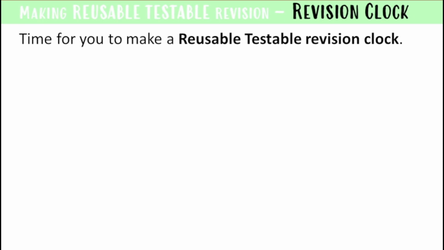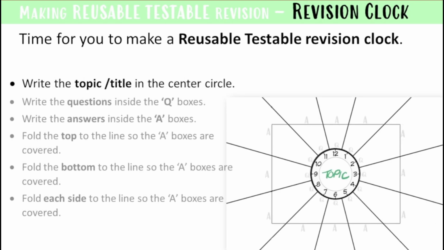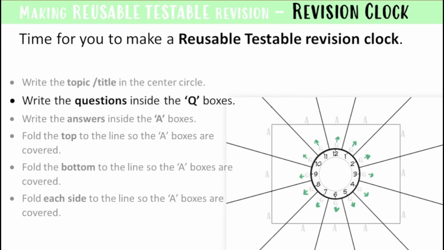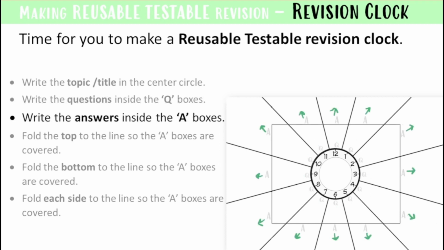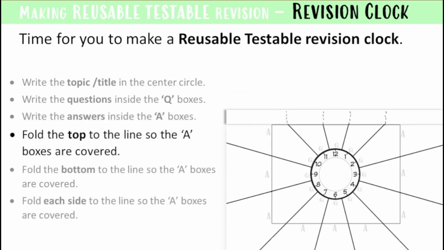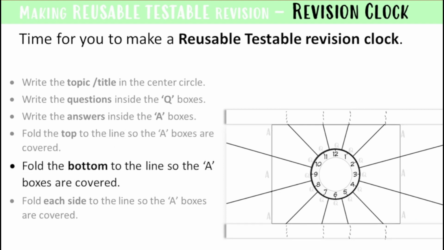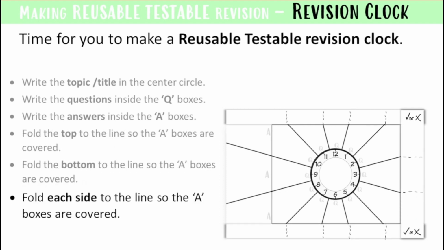So it's now time for you to make a reusable, testable revision activity. Make sure that you write your topic code in the middle. You can start writing your questions in the area for questions within the box there. Write the answers around the outside. You then need to fold it over. My advice is to fold it over from the top first, cover up there, and then from the bottom, and then go to the edges and fold those in over both edges, so we can't see the answers anymore, and we've got space when we test ourselves to put the ticks and crosses.